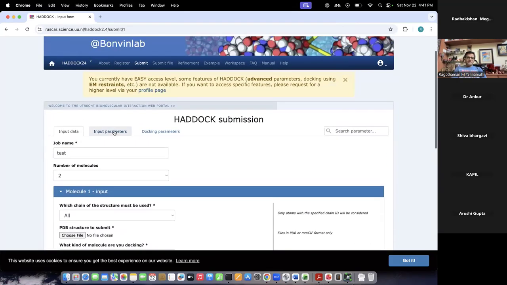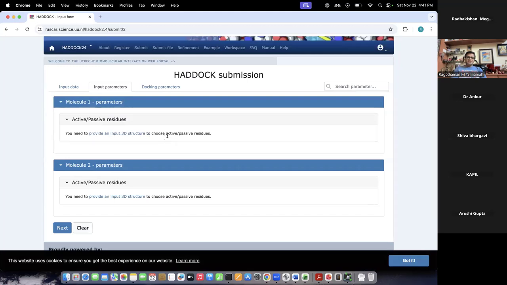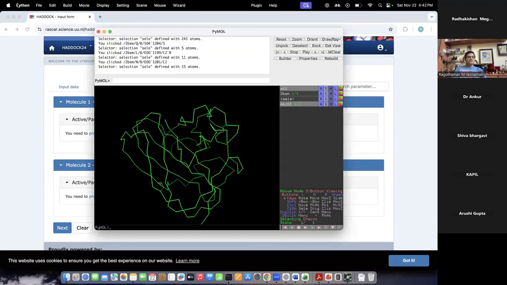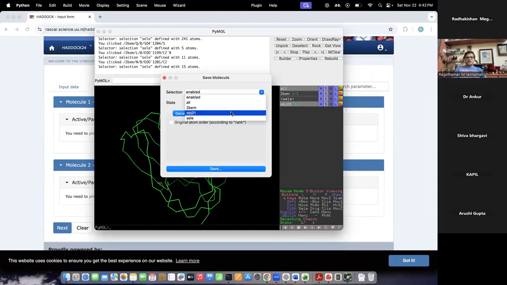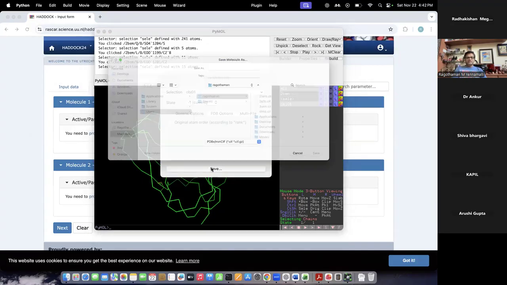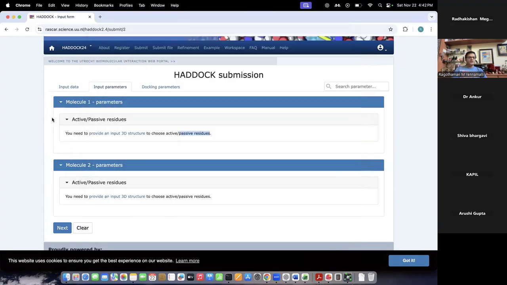Then in the input parameters, you have to select in HADDOCK active and passive residues. I'm not uploading anything here, but because it says that these setups are sequential, I'm going to show you what those active residues selections would look like.